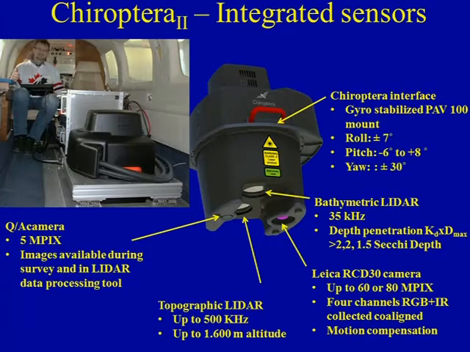Here's an example. I'm not going to read all these specs, but it's a topo laser that's firing at 500,000 shots per second. The bathymetric laser has to build a little more power before it shoots its pulse, so it's only firing at about 35 kilohertz. We actually bought the system from Sweden.